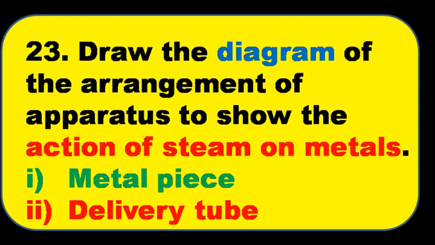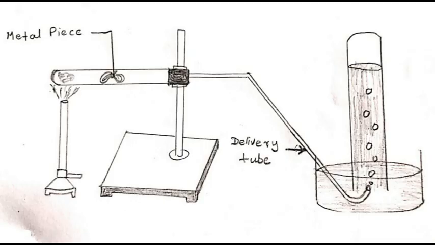Draw the diagram of the arrangement of apparatus to show the action of steam on metals. Metal piece, delivery tube.